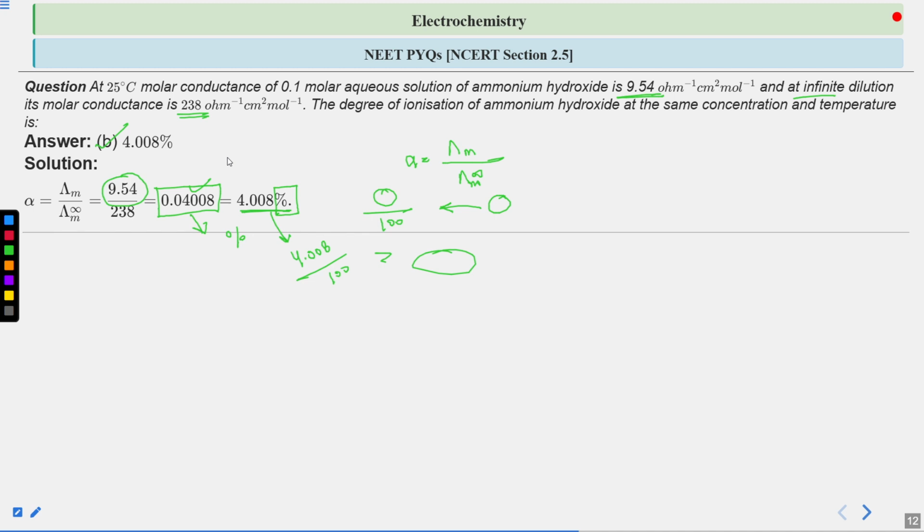Right? So this is how we have calculated the degree of ionization for ammonium hydroxide, given its molar conductance and the molar conductance at infinite dilution. Okay, so let's move on to the next question.